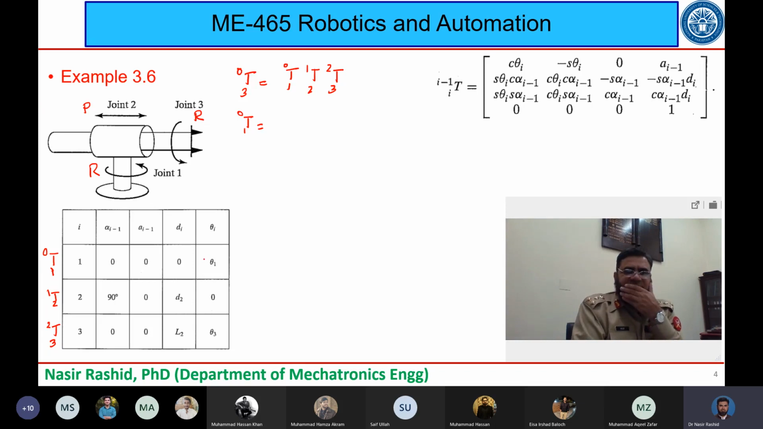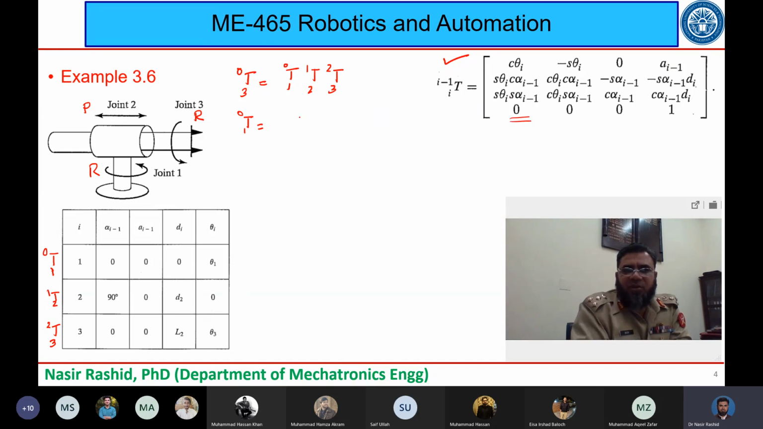और मैंने क्या इसमें यूज करना होगा, ये जो यहां पे मुझे नजर आ रहा है इसको मैंने यूज करना है। लेट्स सी, यहां पे मेरे पास थीटा i is equal to थीटा 1, अल्फा i minus 1 जो है वो मेरे पास 0 है, a i minus 1 0 है, d i 0 है, और थीटा i जो है वो थीटा 1 है। तो गौर से देखिएगा, I am going to put the values here in this.